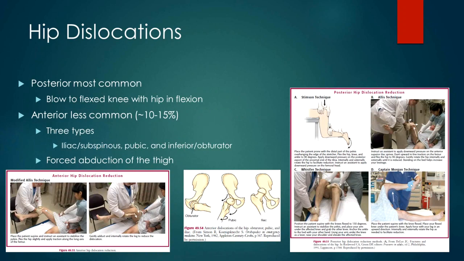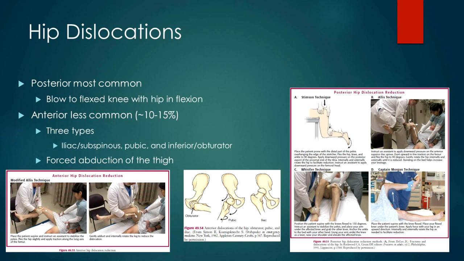Posterior hip dislocation is most common. It results from a blow to a flexed knee with the hip in flexion. Anterior is significantly less common. There are three types: the iliac or subspinous, the pubic, and the inferior or obturator. That is caused by forced abduction of the thigh.